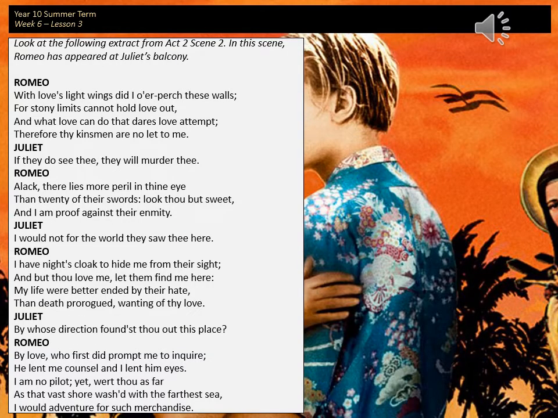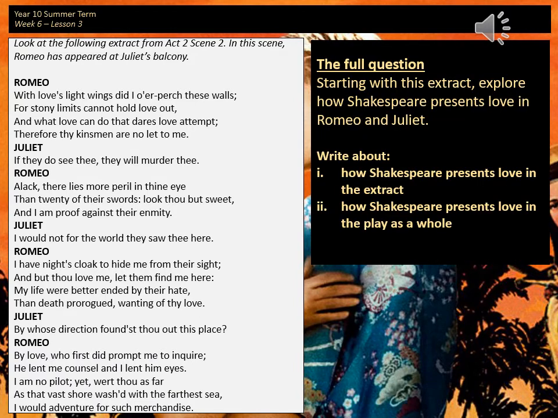So what does that full question look like then? So it will give you the extract and tell you where it's from. So the following extracts from Act 2, Scene 2. In this scene, Romeo has appeared at Juliet's balcony. And the full question is, starting with this extract, explore how Shakespeare presents love in Romeo and Juliet. And it will tell you to write about how Shakespeare presents love in the extract and how Shakespeare presents love in the rest of the play.